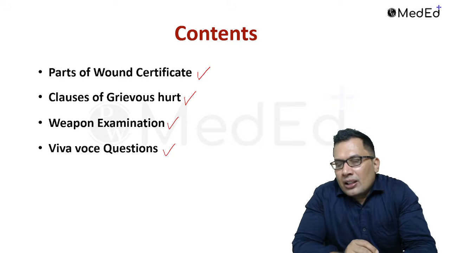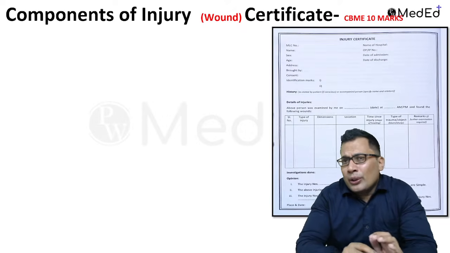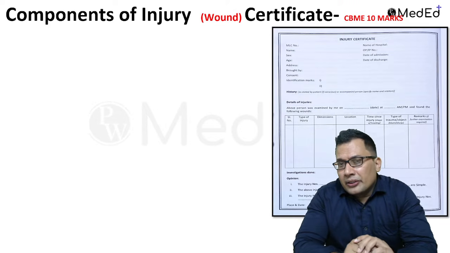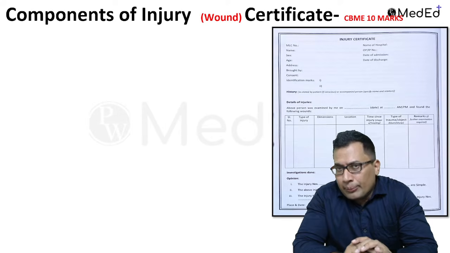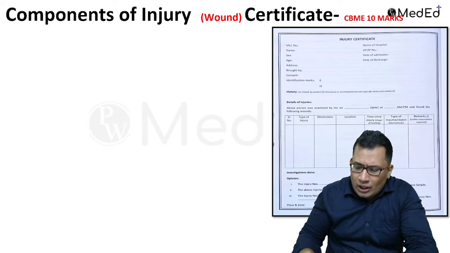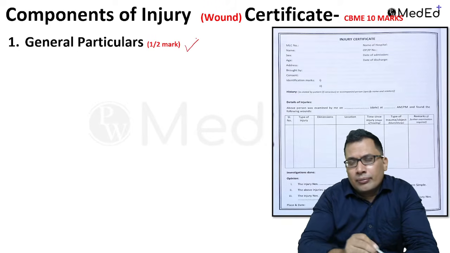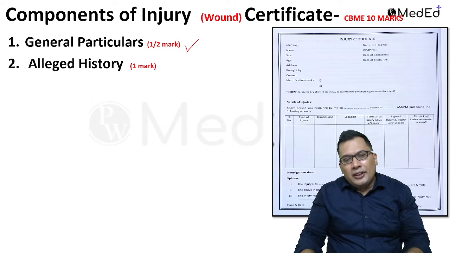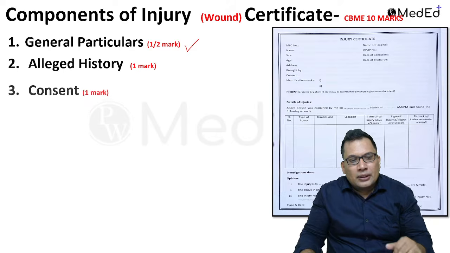The wound certificate, also known as injury certificate. So what are the components of injury certificate? It's a common exercise that carries 10 marks in your FMT practicals. What are the components? The first one, general particulars, carries half mark. Alleged history, need to write alleged history, 1 mark.